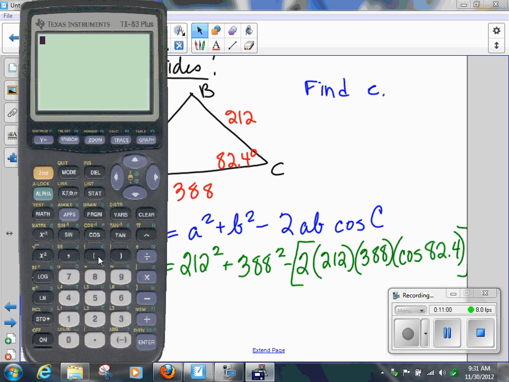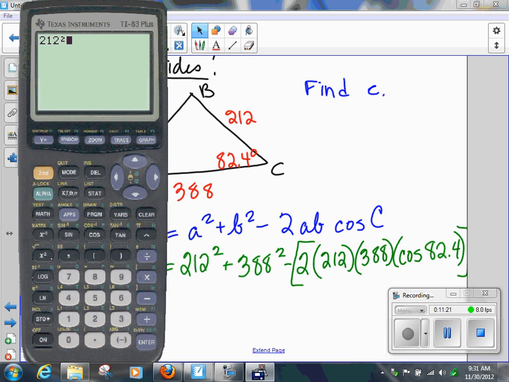Can you put it all in one line? Yes, you can. You've got to be a calculator ninja with the parentheses. You don't have to use that bracket. You can just double the regular parentheses. I can put it all in as one.